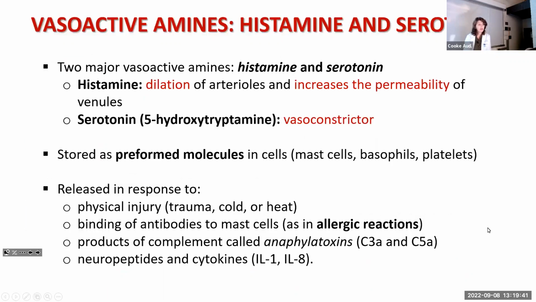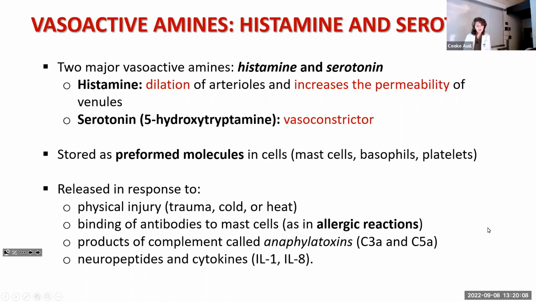Now let's take a quick look at each of these big classes that I mentioned. The first class is the vasoactive amines. Most important of them are histamine and serotonin. These are the two major representatives of this class. I list here the main effects. Histamine leads to dilation of arterioles and increases the permeability of the venules, while serotonin is a vasoconstrictor.